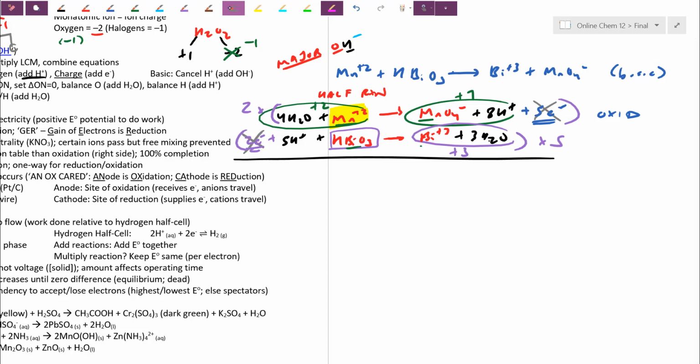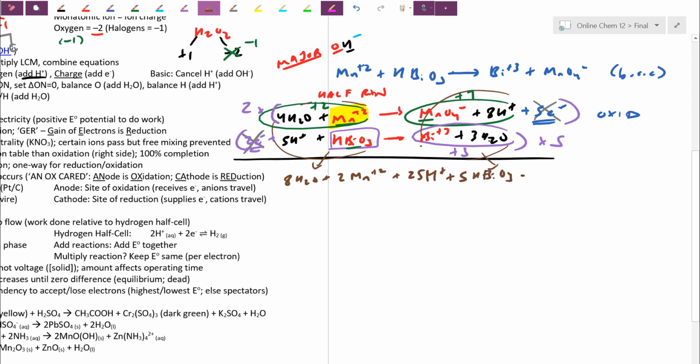I'm going to put all the reactants on the left-hand side and all the products on the right-hand side. So let's just write this down here. 2 times 4 makes 8 water, and I have 2 Mn2+. I need to multiply this bottom equation by 5. 5 times 5 is 25. 5 times 1 is 5.